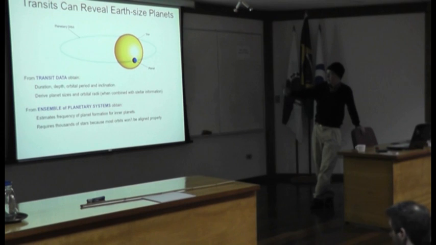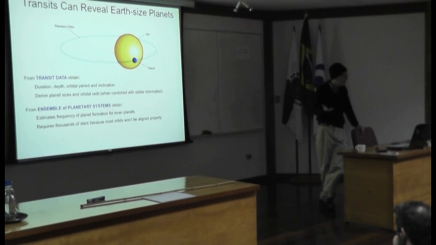Transit data give us the duration, depth, orbital period, and inclination, or tilt. We can only see them if they're nearly edge-on, but we can determine the degree to which they're apart from exactly edge-on. And from the ensemble, and from individual ones, we get planetary sizes and their orbital semi-major axes from Kepler's third law, and that's why the mission is named Kepler.